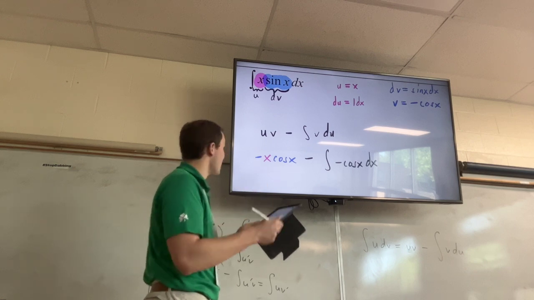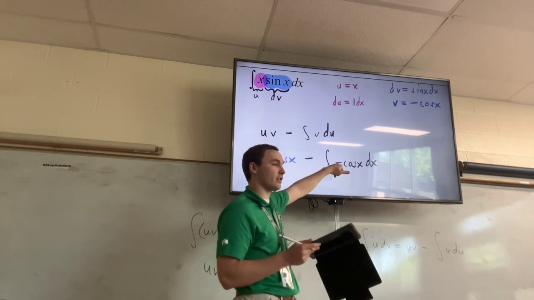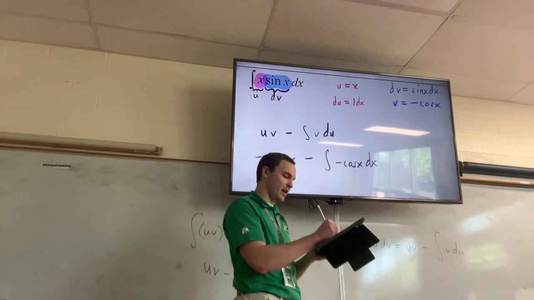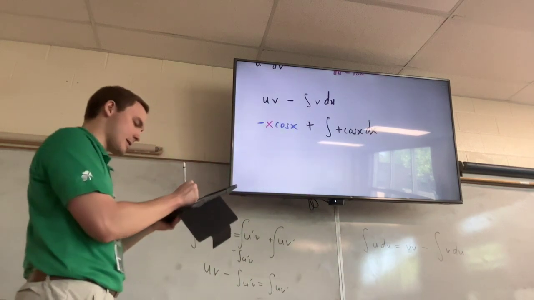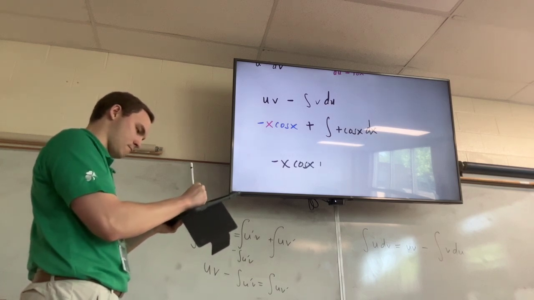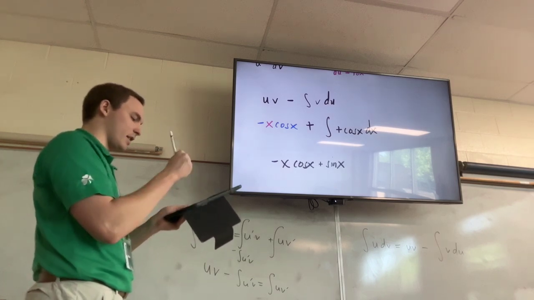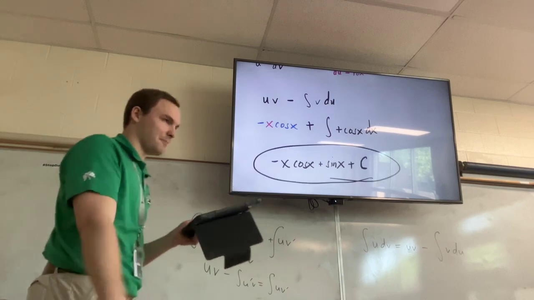Okay. These two minus signs are going to cancel each other out, so it's going to be a plus antiderivative of cosine x. What's the antiderivative of cosine? Sine. You guys are actually all wrong. It's sine x plus c. That's my answer. Okay.